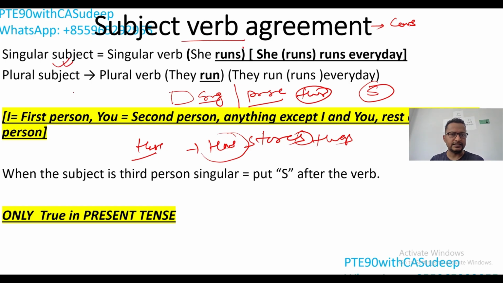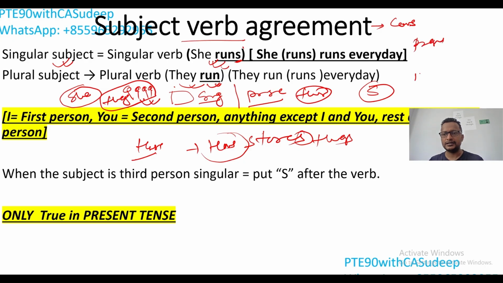For example, she is third person singular. She meaning only one girl. Now, she runs. See, she runs. And then they, you are talking about more than one girl, maybe two girls, or three girls, or four girls, whatever the number of girls is. They meaning more than one. So this is plural. Now, if you want to say something in the present tense, she runs, they run. So this is true only in the present tense, not in past tense. Run became ran, right? Even runs also became ran in the past tense.